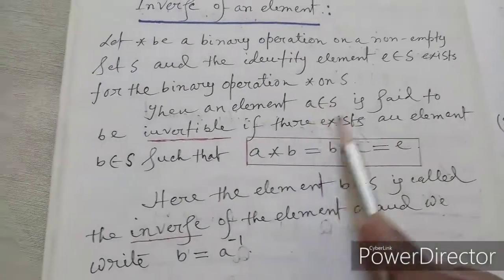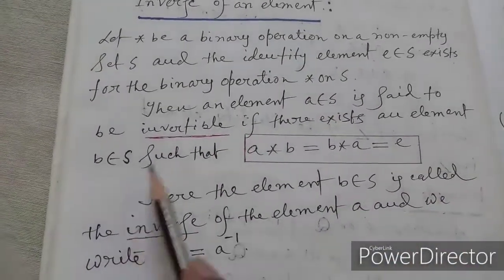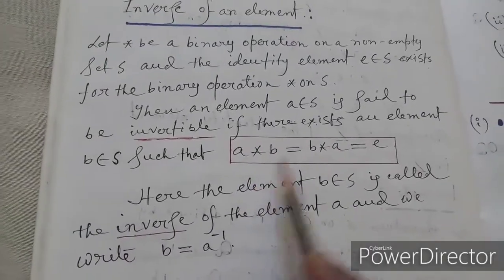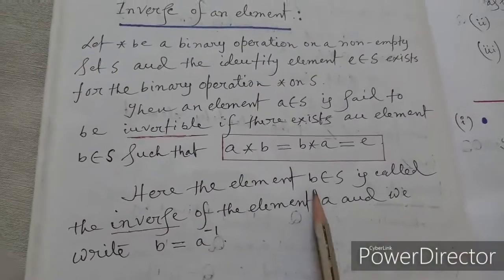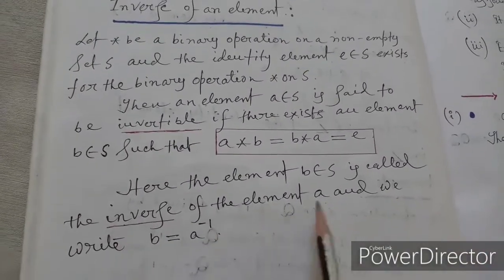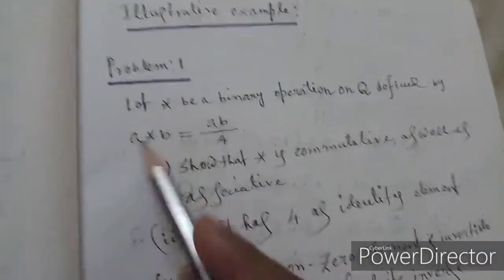The element A is said to be invertible if there exists an element B belonging to S such that A star B equals B star A equals E. Here the element B belonging to S is called the inverse of the element A, and we write B equals A inverse. Now see problem number 1.